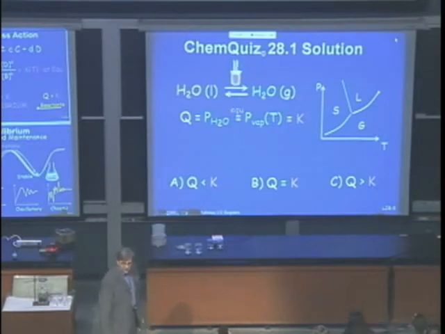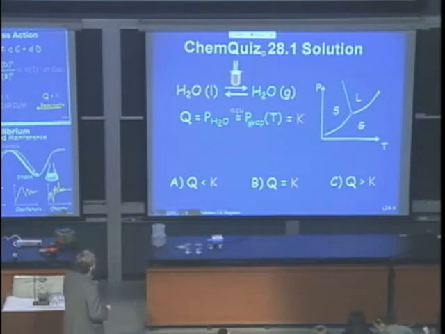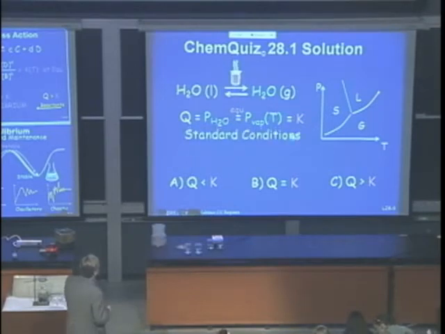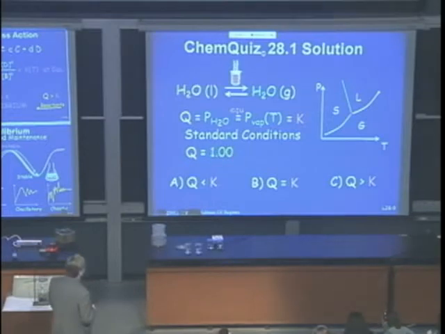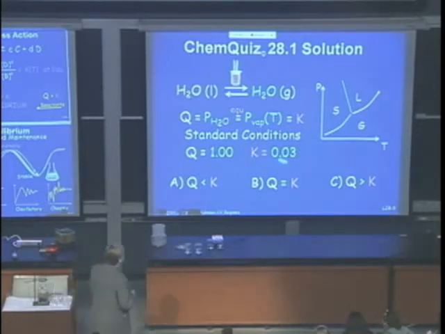So let's think, there's the solution, okay? Q is the partial pressure of hydrogen. In equilibrium, it's the vapor pressure at that temperature, and this would be 25 degrees Celsius. So this is standard conditions. Q would be 1, okay? And K would be 0.03 at 25 degrees. So Q is larger than K, answer was C.